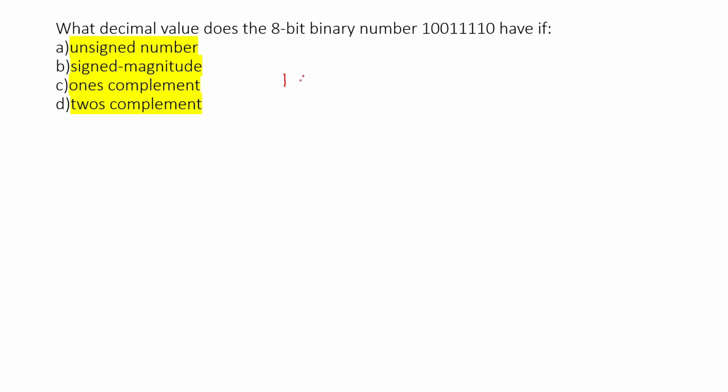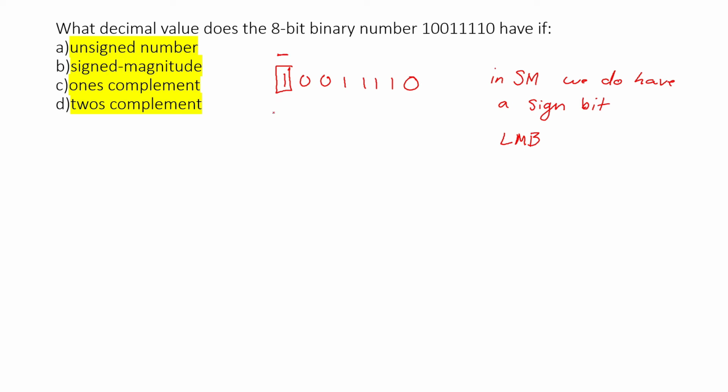So 1, 0, 0, 1, 1, 1, 1, 0. So in sign magnitude, we do have a sign bit, which is the leftmost bit. So this right here is our sign bit, and 1 corresponds to negative. And this has no value. It doesn't add a value to it. It just determines if this binary number is positive or negative.